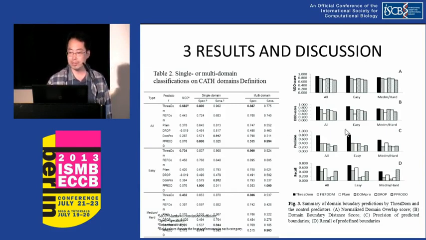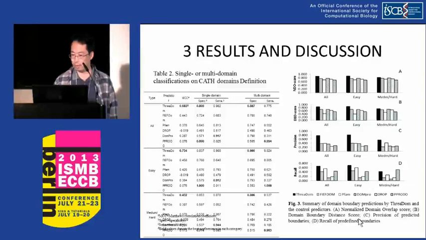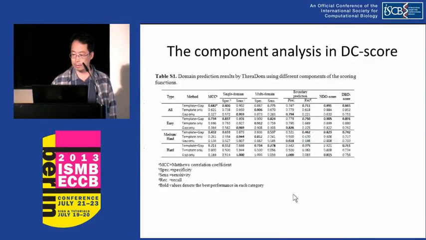For the boundary information, here is the result. For the 3 categories, ThreaDom ranked first on NDO score, DBD score, and precision. In the recall of the boundaries, for hard and medium prediction, ThreaDom is a little lower than the PPR. Okay, this is the result on the test data set.